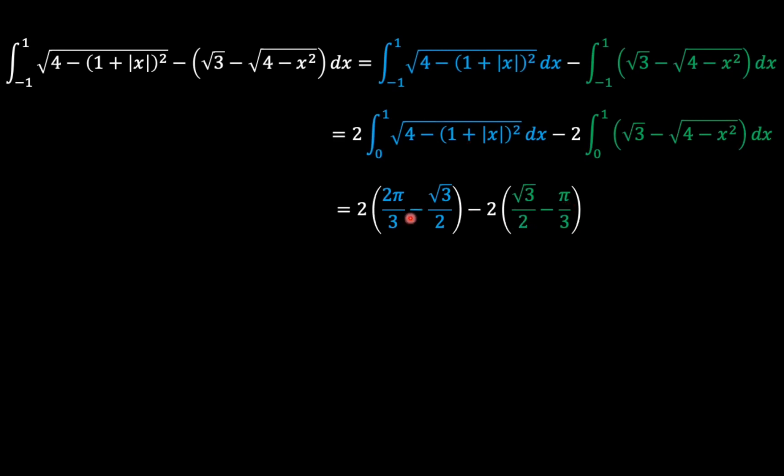So this is the same as 2 pi over 3 plus pi over 3, which becomes pi. And then minus root 3 over 2 minus root 3 over 2. So this is root 3. So we have now 2 times (pi minus root 3). And the answer being 2 pi minus 2 root 3. And this is the answer to our problem.